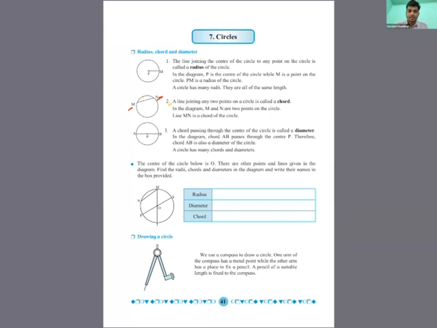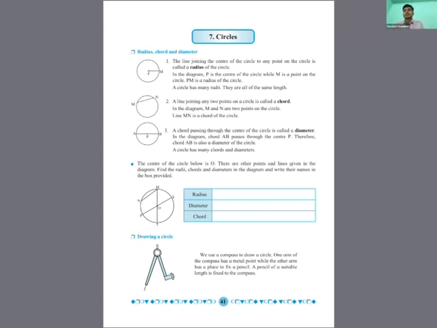Suppose we draw this line from here to here. Suppose this is the diameter, but the diameter is also the longest chord of a circle. Suppose this point is P and this one is Q. So PQ is also a chord. We can draw many, infinite chords on a circle like this. These are all chords of a circle. The line joining any two points on a circle is called a chord. Line MN is a chord of a circle.